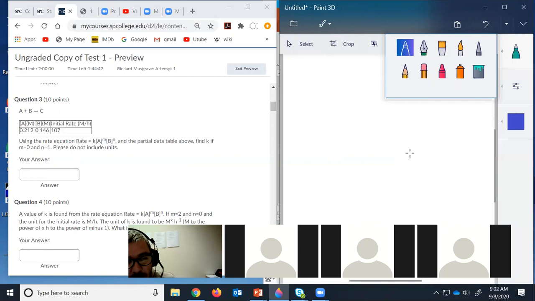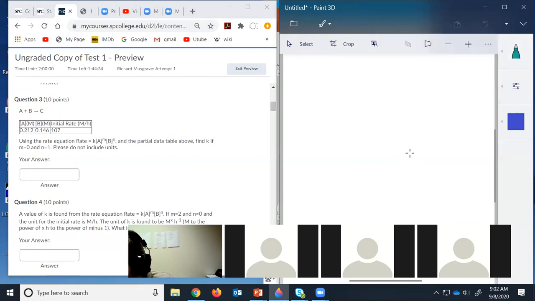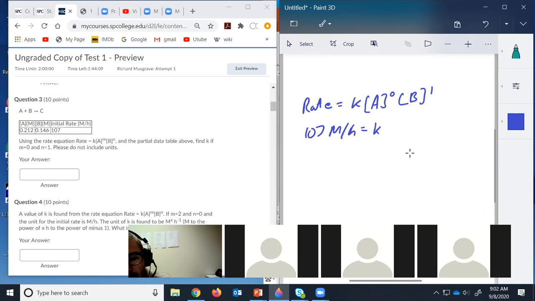So we know what everything is here. So it's rate equals K. Now M is 0, so it's A to the 0, B to the 1. The rate we're given here is 107 molar per hour, which is equal to K. Now A to the 0 is 1, and B to the 1 is going to be 1 here as well, so it's 0.146. I think that's question 3.